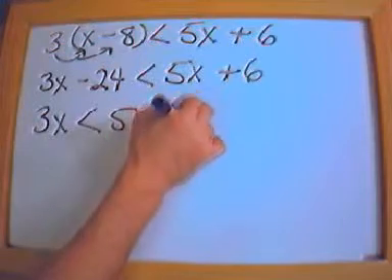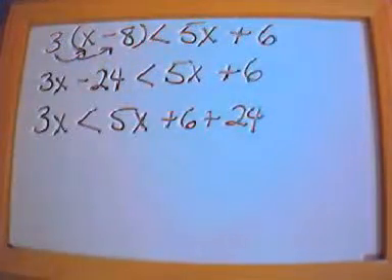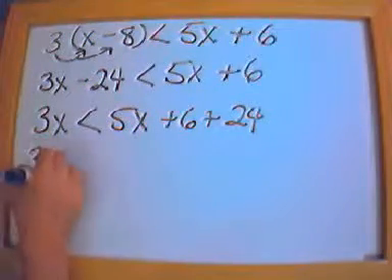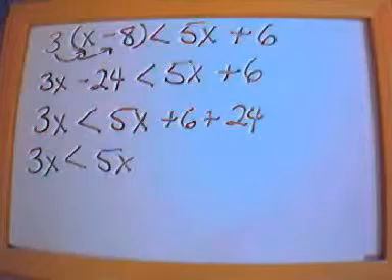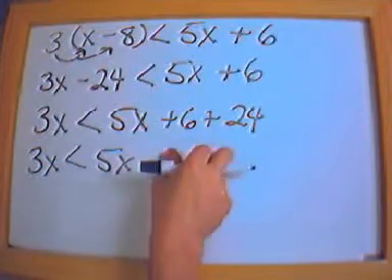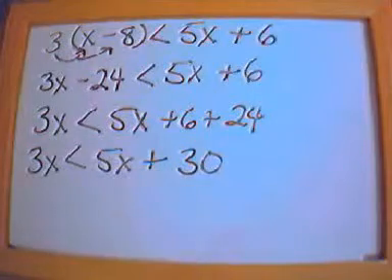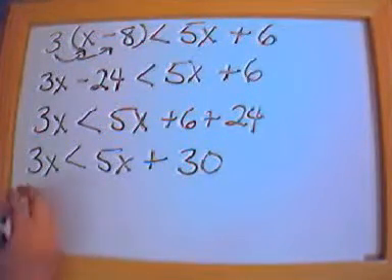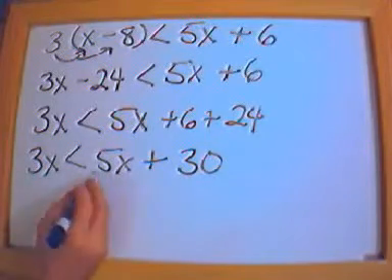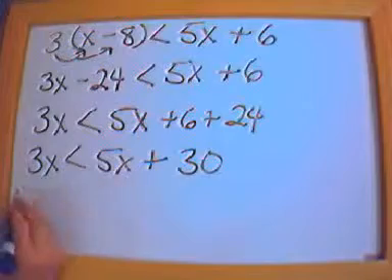5x plus 6 plus 24, because remember I'm adding 24 to both sides. So I'm going to be left with 3x less than 5x, and then I just add these numbers, which is 24 plus 6 is 30, just like that. And now I'm going to move my 5x over here, so I'm going to subtract 5x from both sides of the equation, because the opposite of this positive number is a negative, so I'm going to subtract.